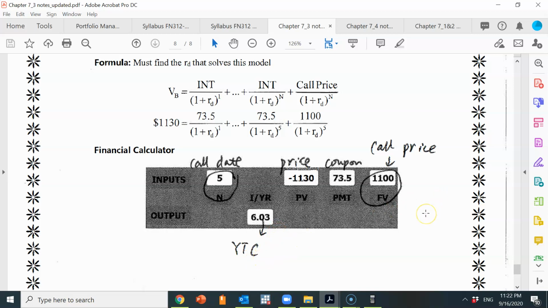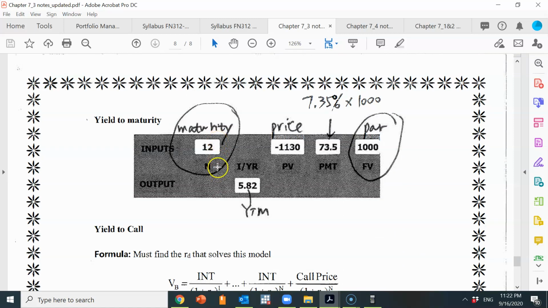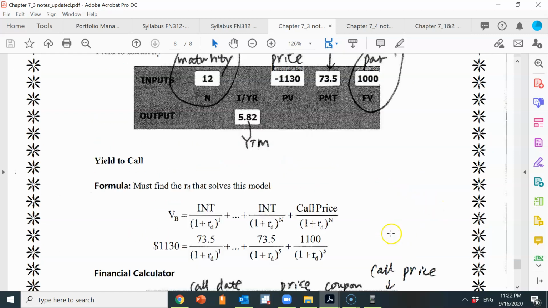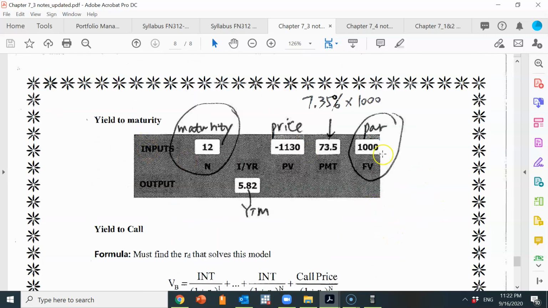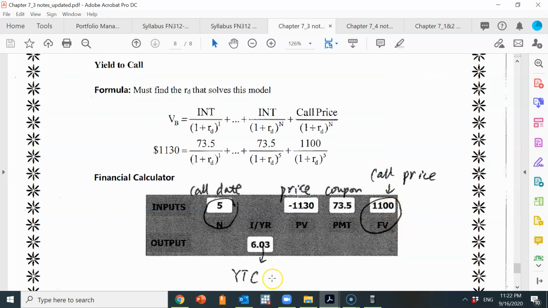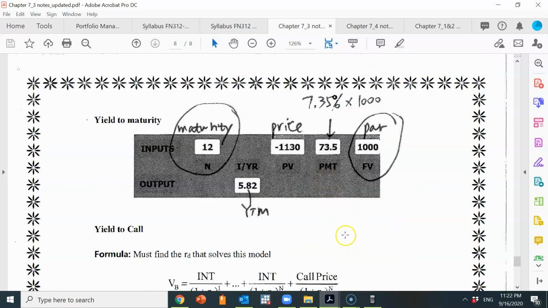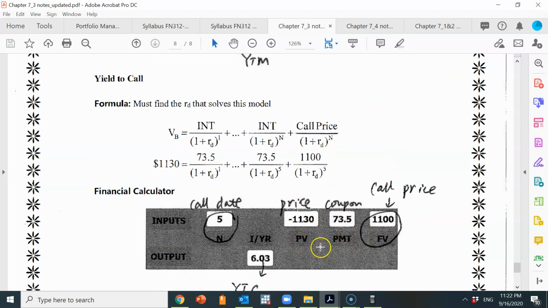So the two different inputs we use for yield to maturity and yield to call are N and FV. For N, if we're looking for yield to maturity, we input the maturity date. If we're looking for yield to call, we input the call date. For future value, if we're looking for yield to maturity, we input par value. If we're looking for yield to call, we input the call price. And for both cases, we input present value as bond price and payment as coupon payment. So these two inputs are the same for the two cases.